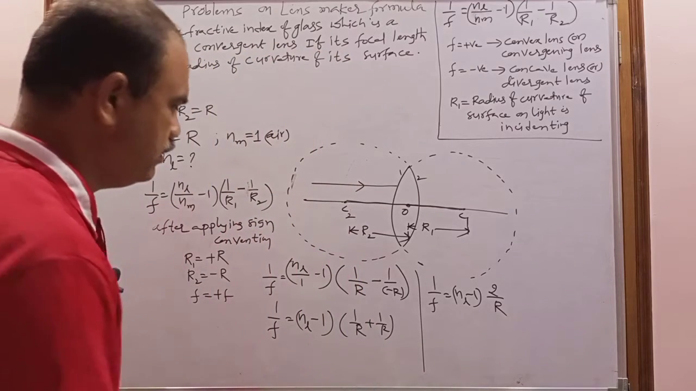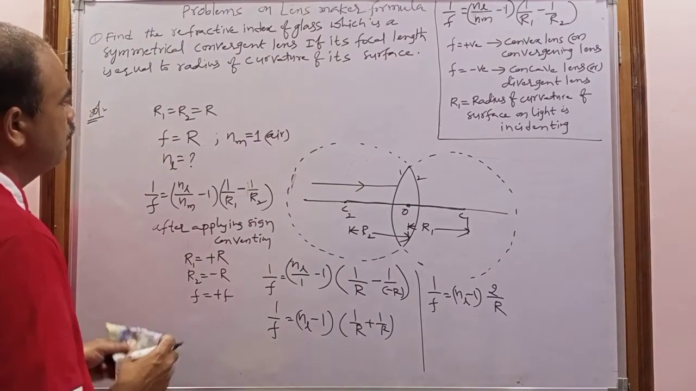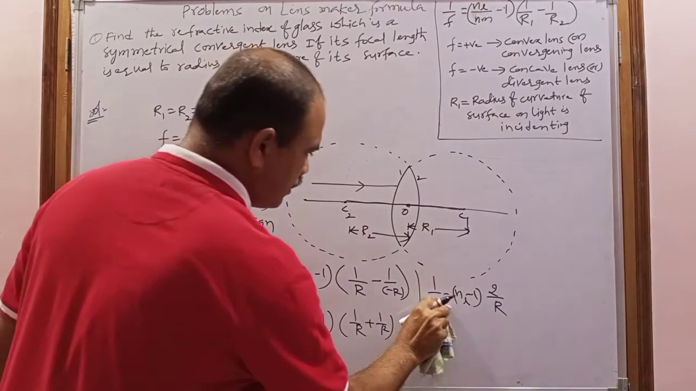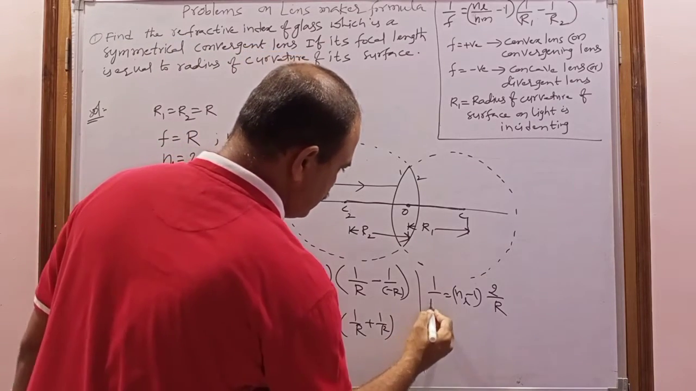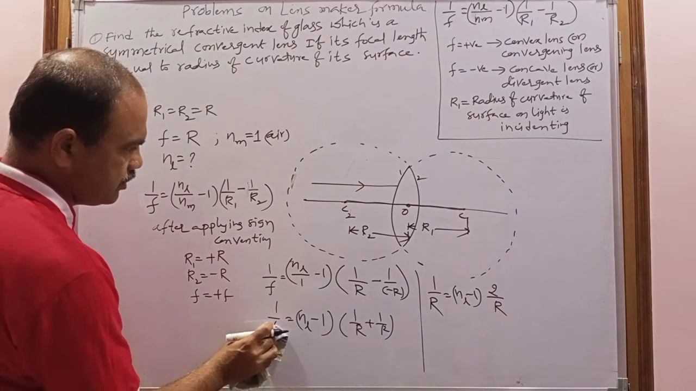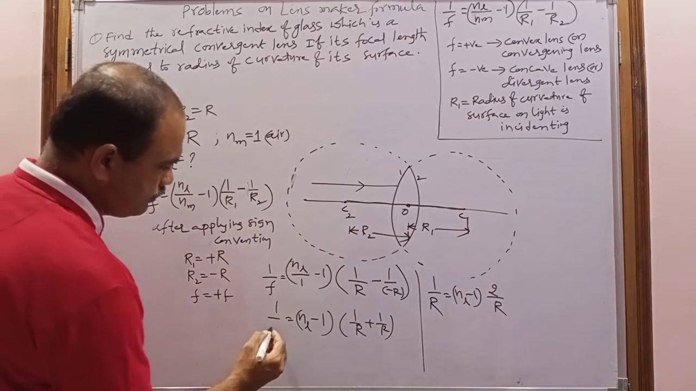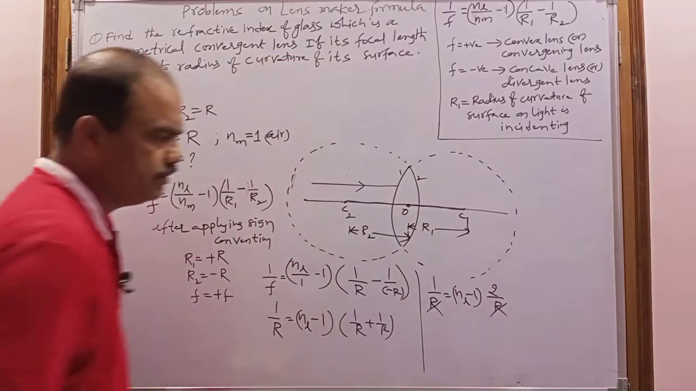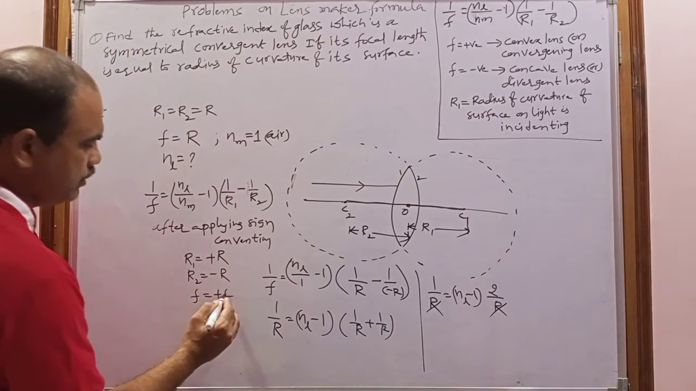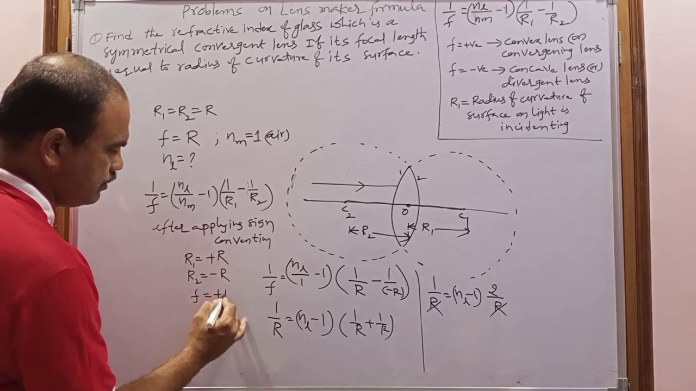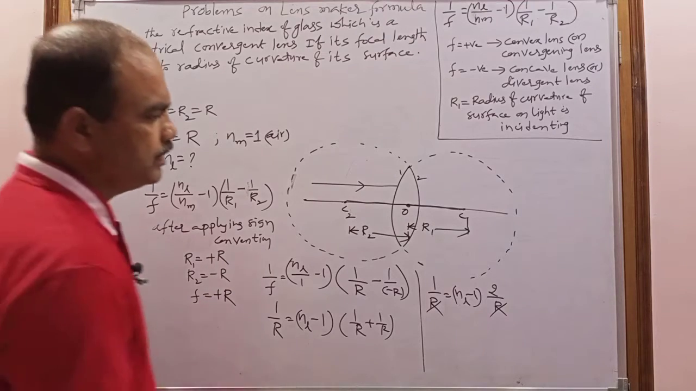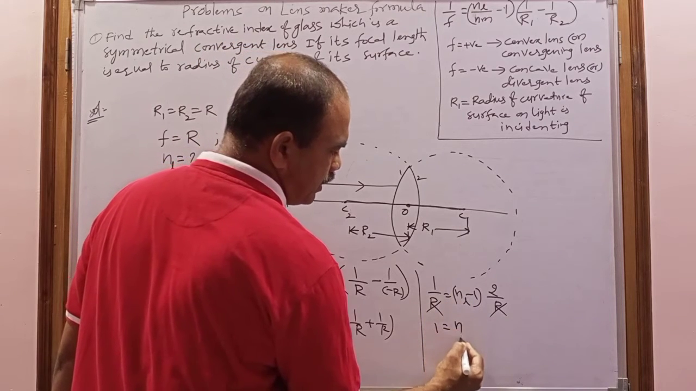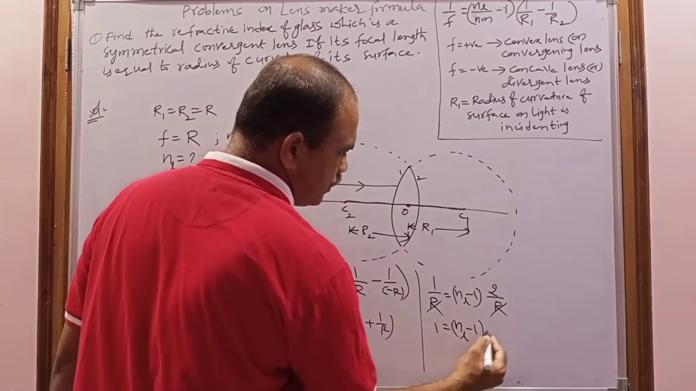So 1 by f equals refractive index of lens minus 1, into 2 by R. But what is given for the focal length? f is equal to R. Substitute here R also. So then this R and R will be cancelled. So what you get? 1 equals refractive index of the lens minus 1, into 2.